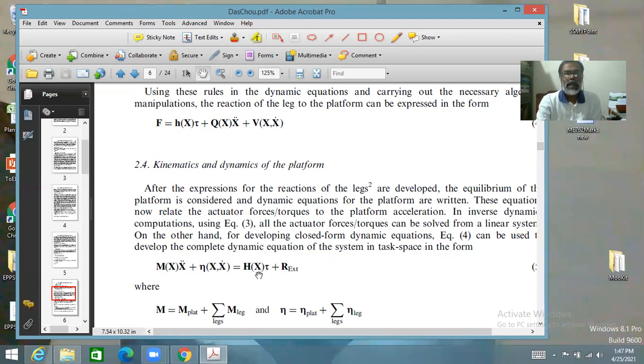So this Hx we refer to as the force transformation matrix. And in a sense, it is equivalent to the Jacobian transpose, because the velocity also gets mapped from output to input by the corresponding matrix J, which is actually H transpose. So this finally gives you the dynamic equations. And let us see through examples how we get hold of that.